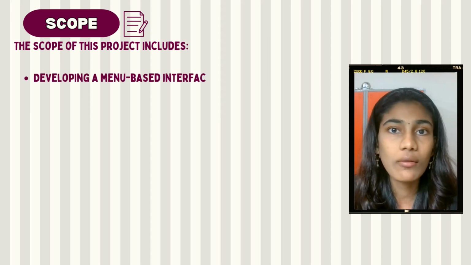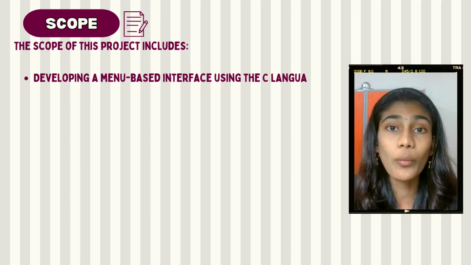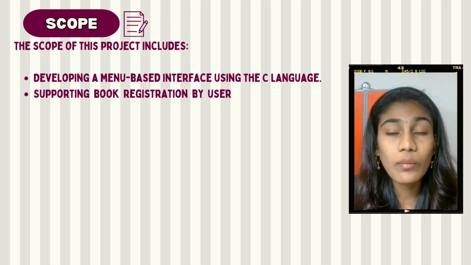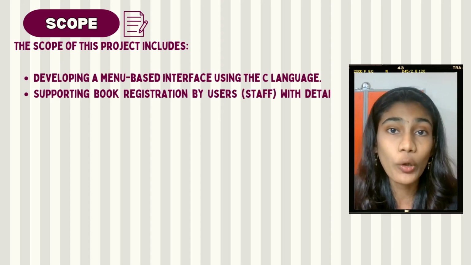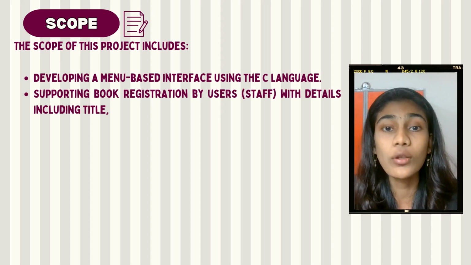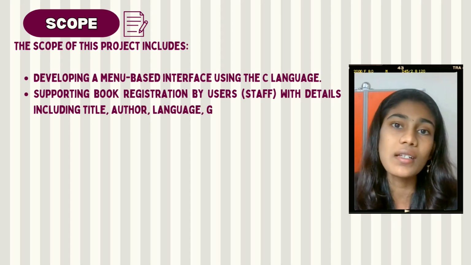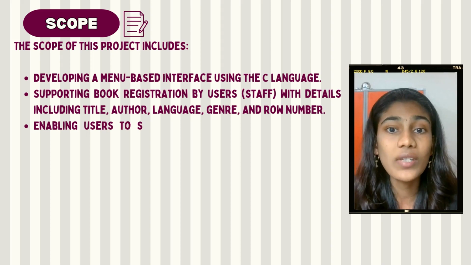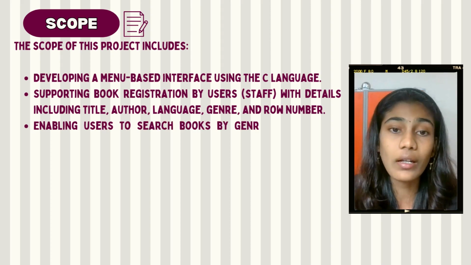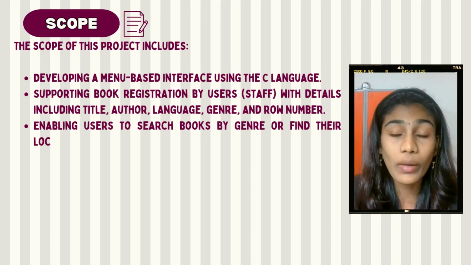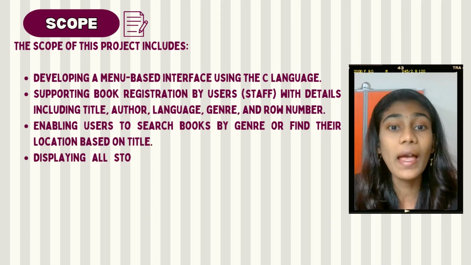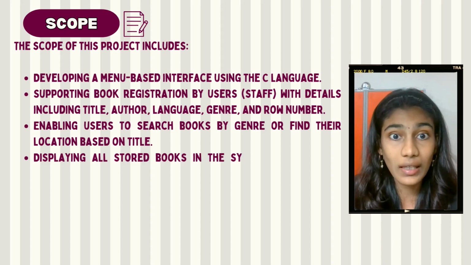Now I will explain the project scope for our project, which is the book sorting system. The system is basically built using the C programming language and is designed to help students, staff or anyone managing a book collection. It also has a menu-based interface that allows users to register books by entering details like title, author, language, genre, and even the row number where the book is kept.